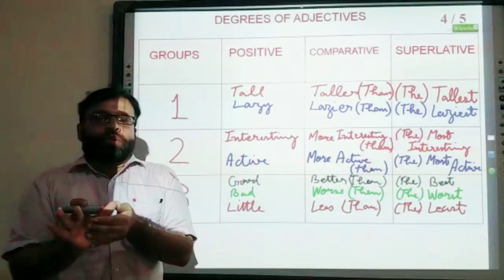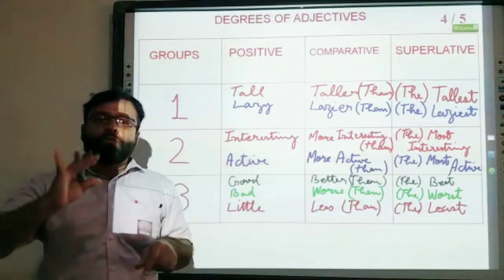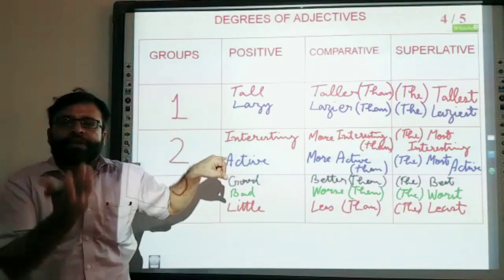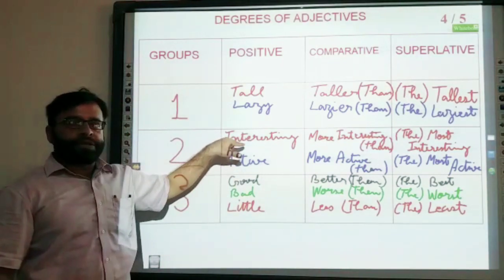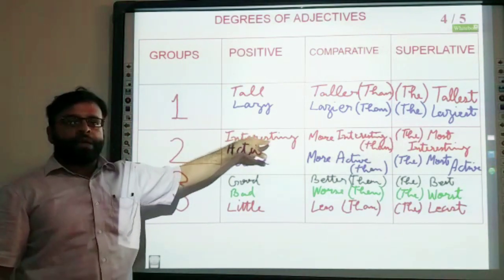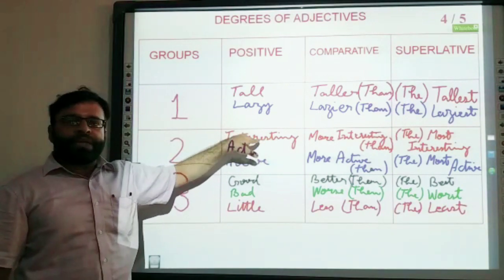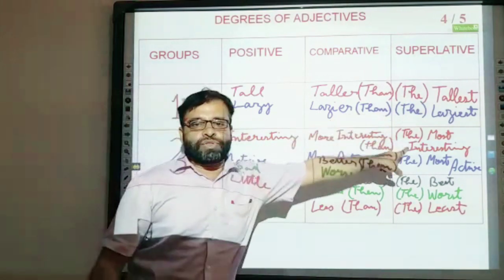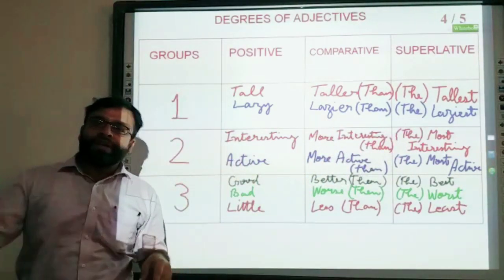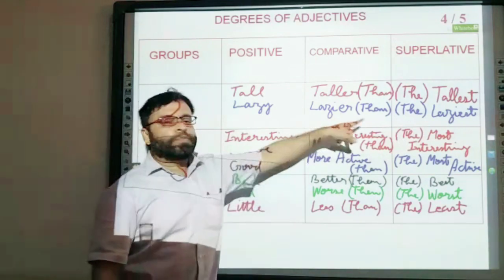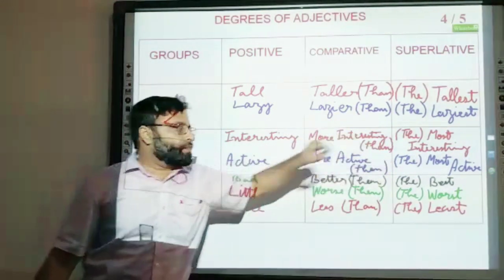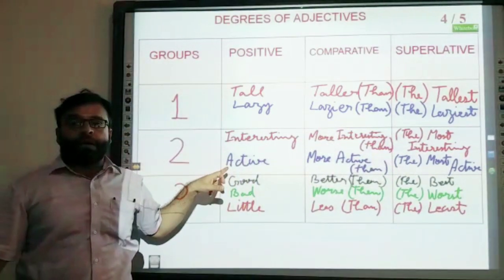There is no certain rule, but there are adjectives which have more than two syllables. Syllables are the sounds you make with one chest pulse. For example, interesting. This word has four syllables, interesting. So these four-syllable words will take more in the comparative and most in the superlative, and not necessarily only longer words like interesting, beautiful, courageous. They will be made comparative and superlative by adding more and most. Okay, but there is always an exception.